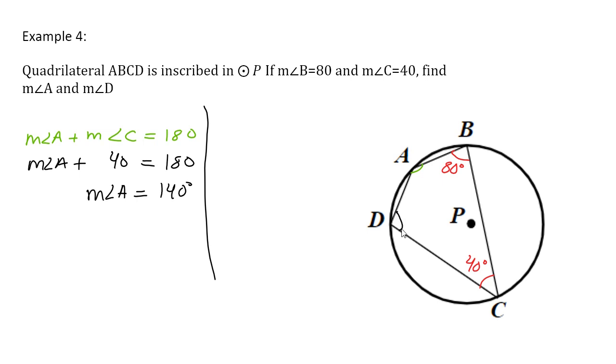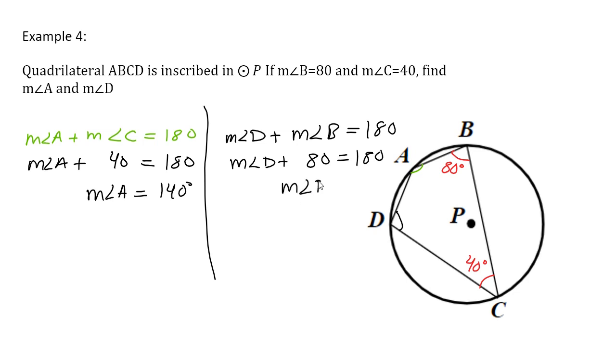Similarly, angle D and angle B are opposite to each other. So the measure of angle D plus the measure of angle B will be equal to 180. The measure of angle D plus 80 is equal to 180. Taking away 80, I get that the measure of angle D is 100 degrees.